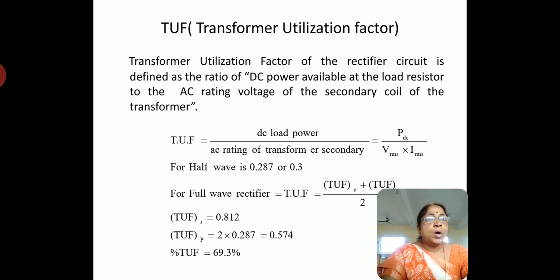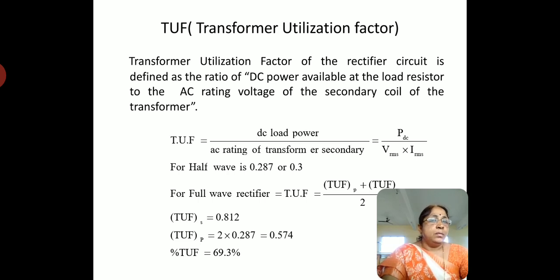Here, how much of the transformer is utilized depends upon the rectifier. In case of a full wave rectifier, the transformer utilization factor for the primary is 2 times the transformer utilization factor of the half wave rectifier. The transformer utilization factor of a half wave rectifier is 0.287, that is nearly 0.3.